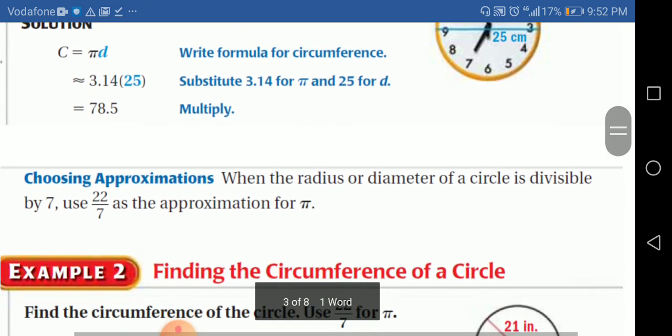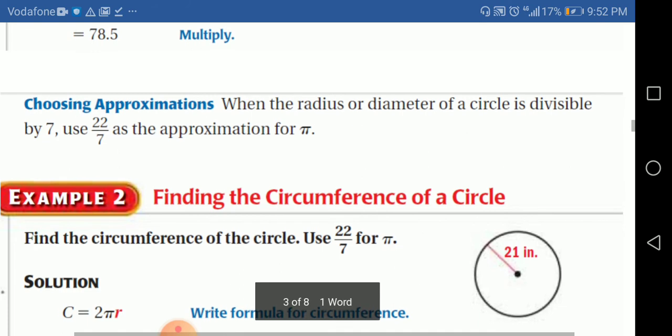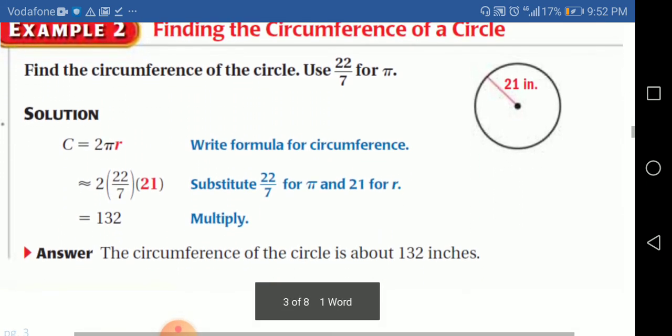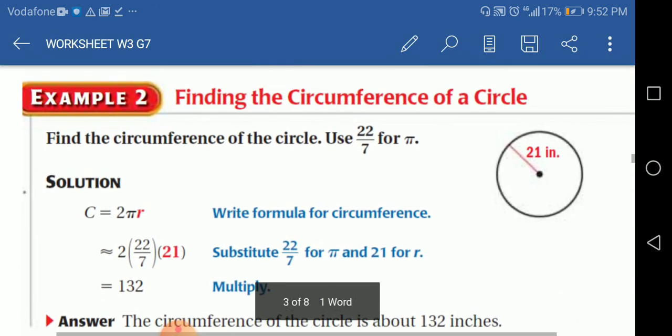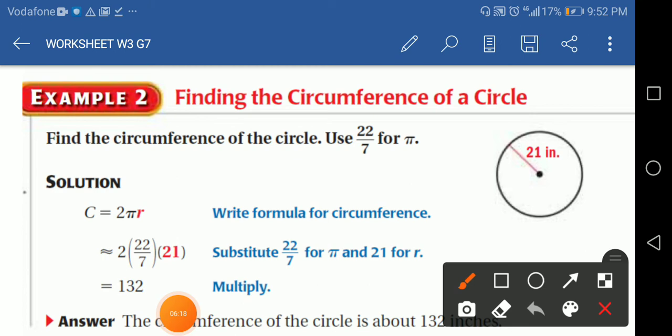Choosing an approximation: when the radius or diameter of a circle is divisible by 7, use 22/7 instead of pi. Let's have an example to see. Find the circumference of the circle, use 22/7. He asks you to use 22/7 instead of 3.14.